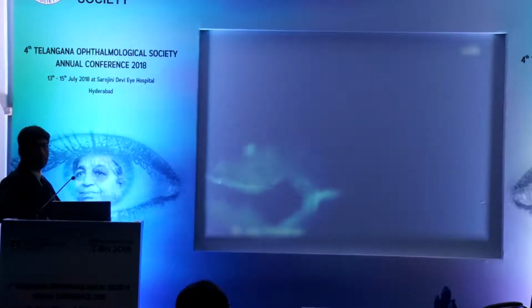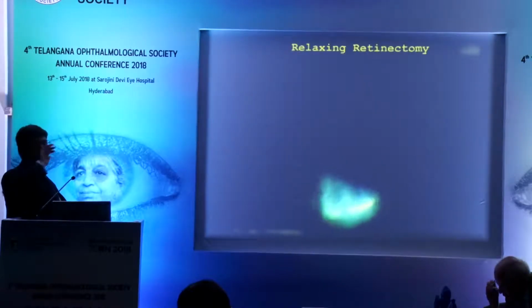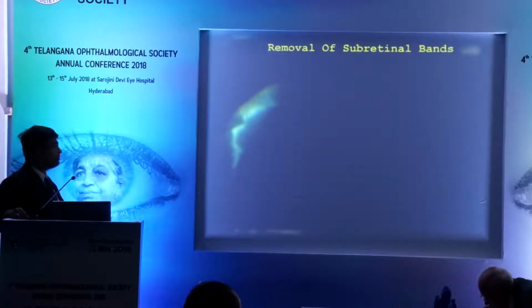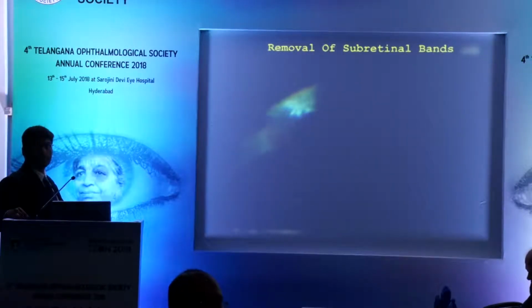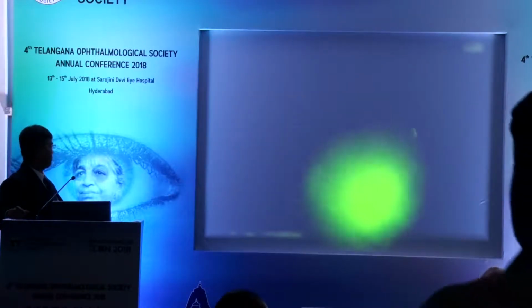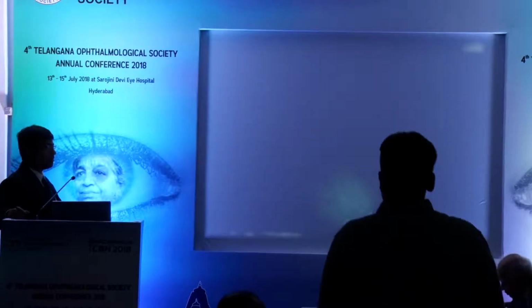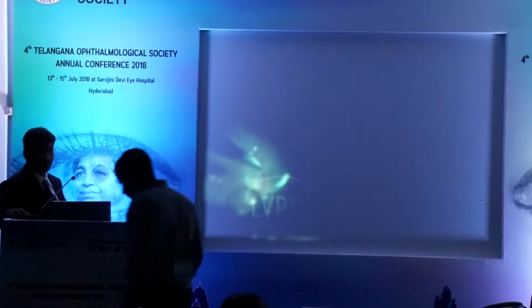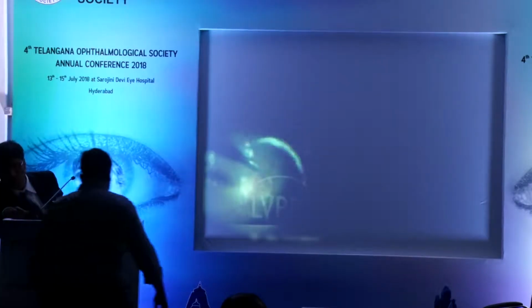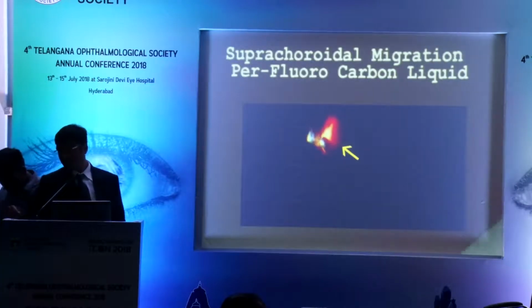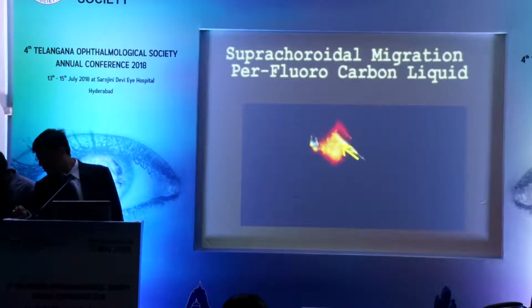In suspicion of peripheral traction as a cause of subretinal air migration, 360 degrees of relaxant retinectomy was performed. Subretinal bands were removed. Retina was attached under heavy liquid. 360 degrees endolaser was performed at the edge of the retinectomy, and silicone oil is exchanged for heavy liquid. Successful retinal attachment was hence achieved. This video demonstrates suprachoroidal migration.